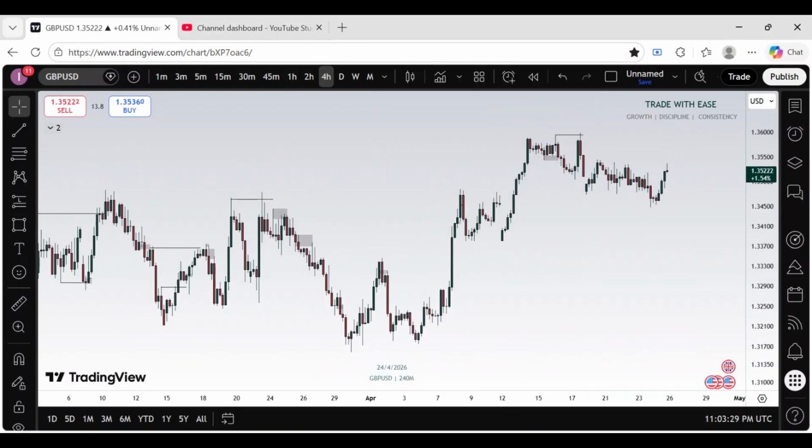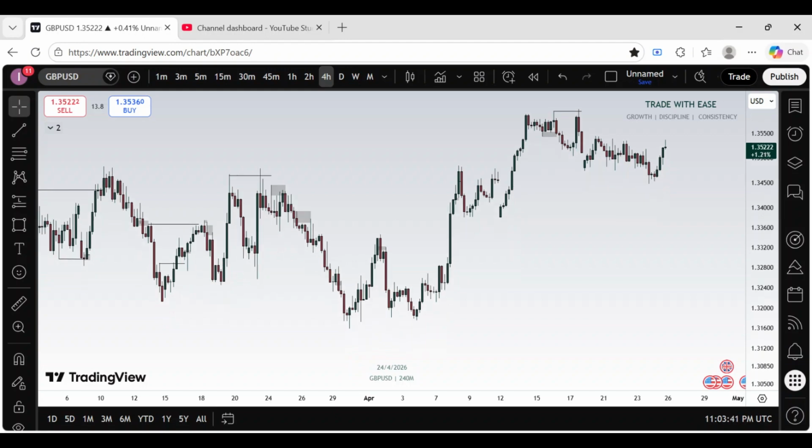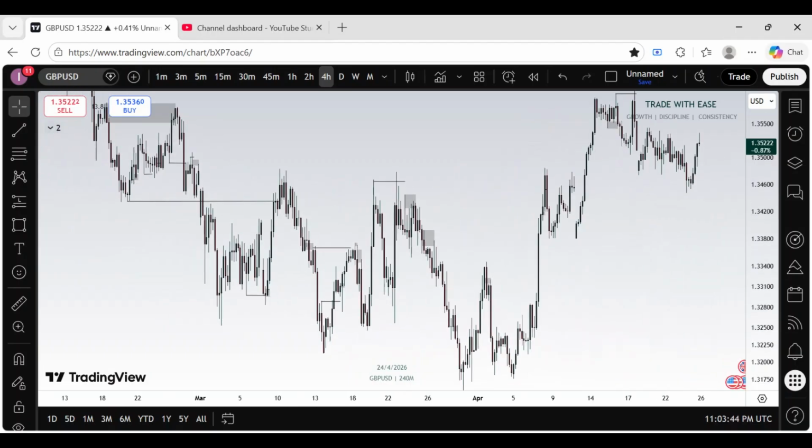So I'll be taking GBPUSD as an example. GBPUSD, which is pound dollar, right? So this is last week's price action. So let's dive into it. Let's take a look at the previous chart.